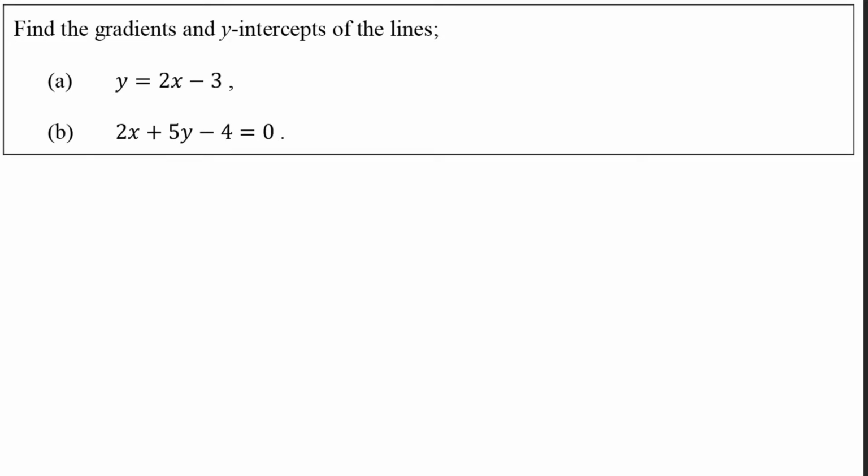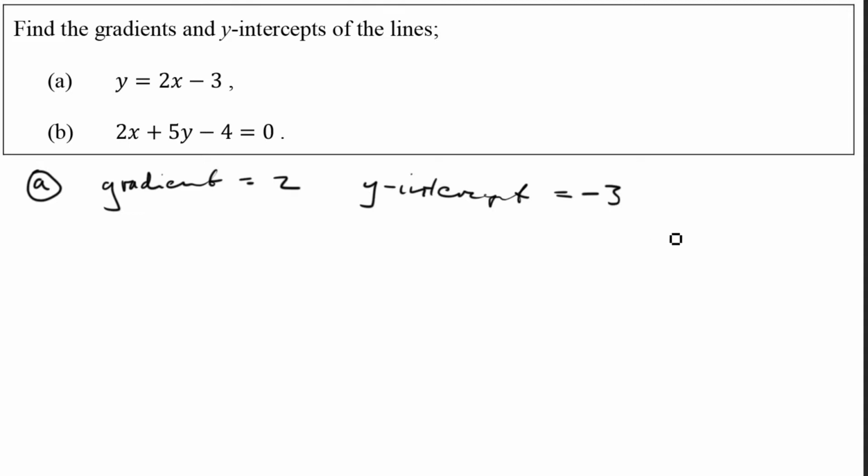Let's look at some examples of this. Find the gradients and y-intercepts of these two lines. Well, in part A, that's very easy because the line is already written for us in a sensible way. We can see straight away that the gradient is 2 because it's y equals 2x, and we can see straight away that the y-intercept is -3. That's the point where this line cuts through the y-axis.